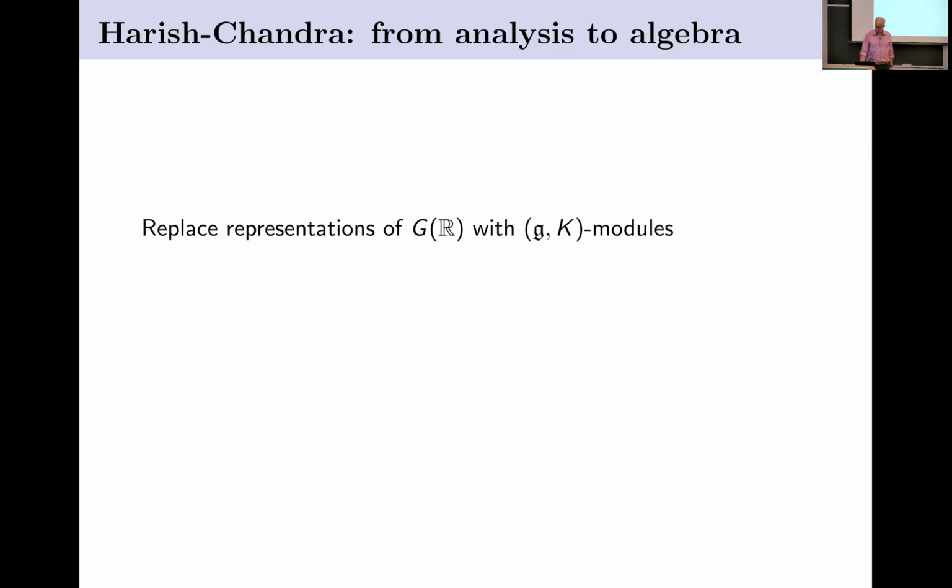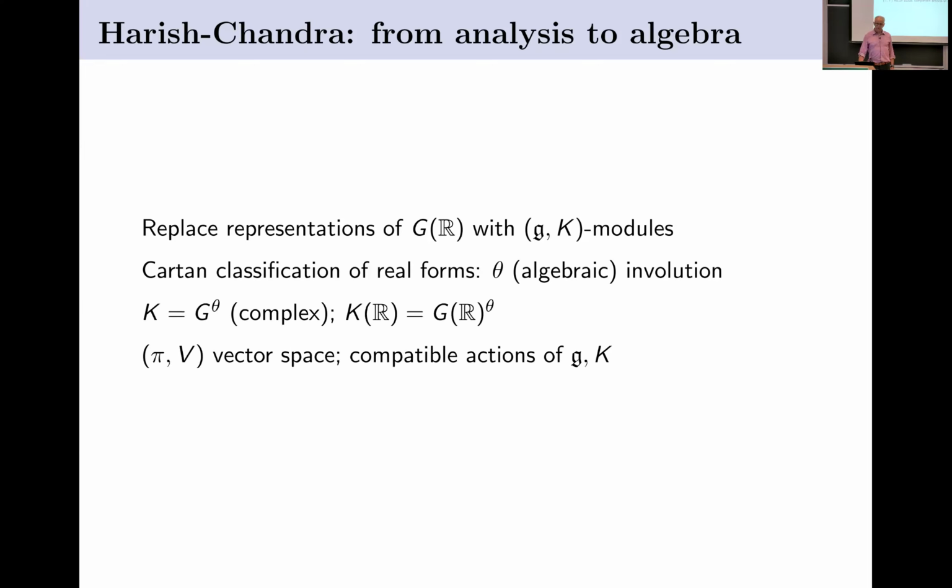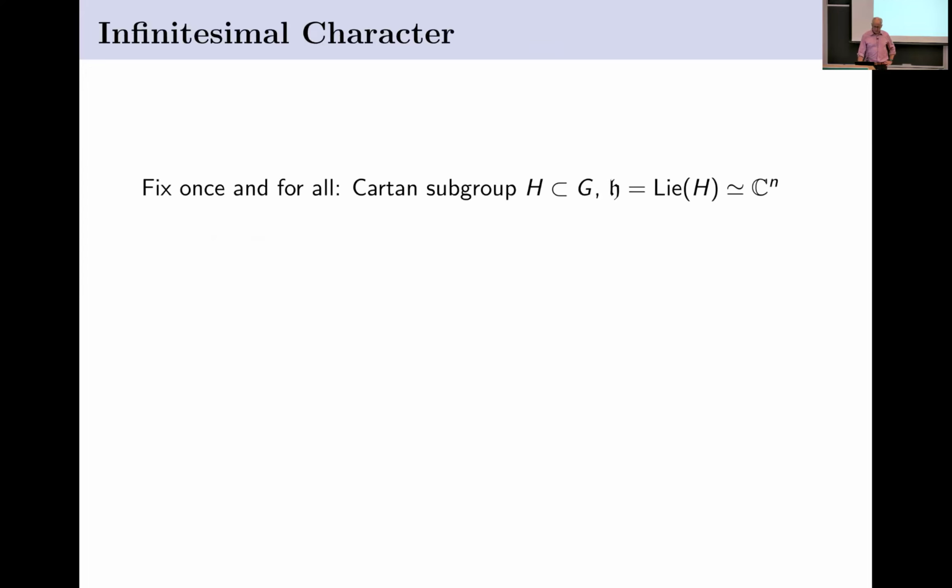So let's see. We're going to talk about GK modules, and we're going to use the Cartan classification of real forms in terms of an algebraic involution theta. So forget about sigma and anti-holomorphic involution for a long time. K is the fixed points of theta on G, and K(R) is a maximal compact subgroup of G(R). And we're given a vector space with compatible actions of G and K. That's what a GK module is.